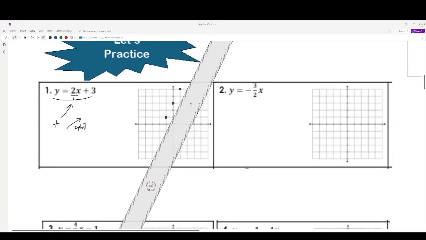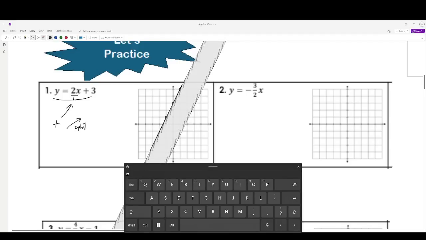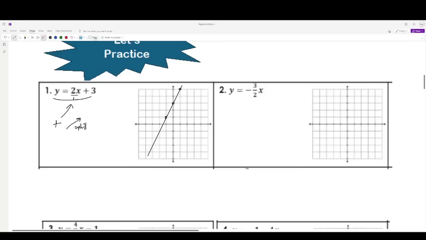So this one had the same slope as last time, which conveniently means my ruler is already in just the right spot. So I'm going to connect these. I don't need the on-screen keyboard. Please go away. And I'm going to put my arrows.